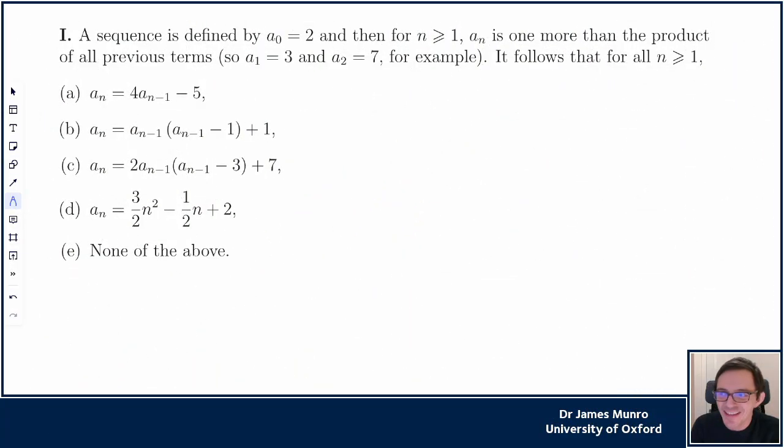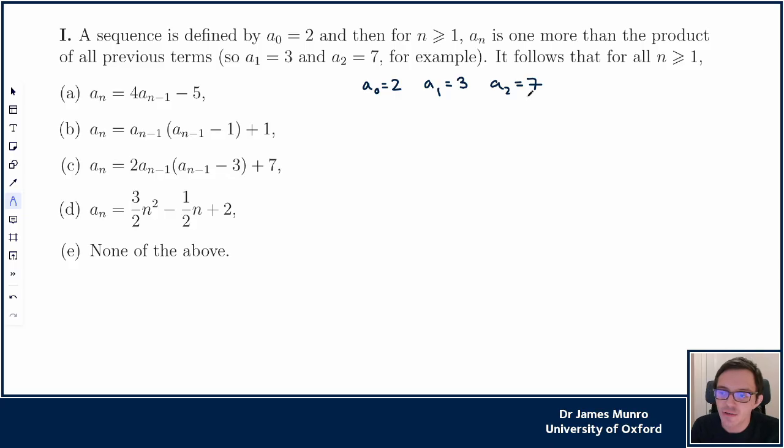Question 1I. We're told that a sequence is defined by first term 2, and then later terms are the product of all the previous terms plus 1 more. So to start off with, A0 is 2, and then A1 is the product of all previous terms, that's just 2, plus 1 is 3. And then A2, you multiply all the previous terms together, you get 6, you add 1, that's 7.